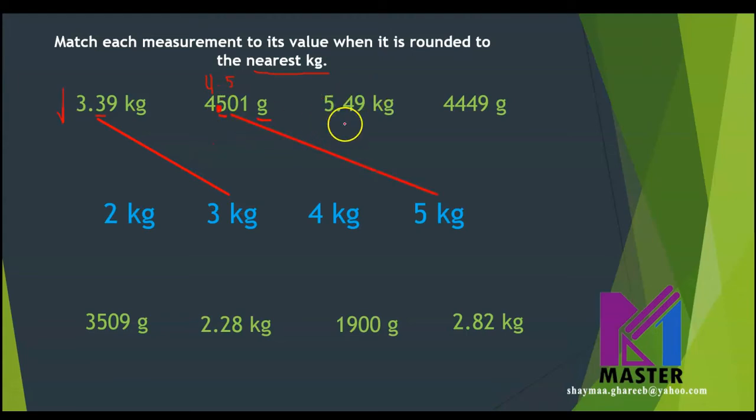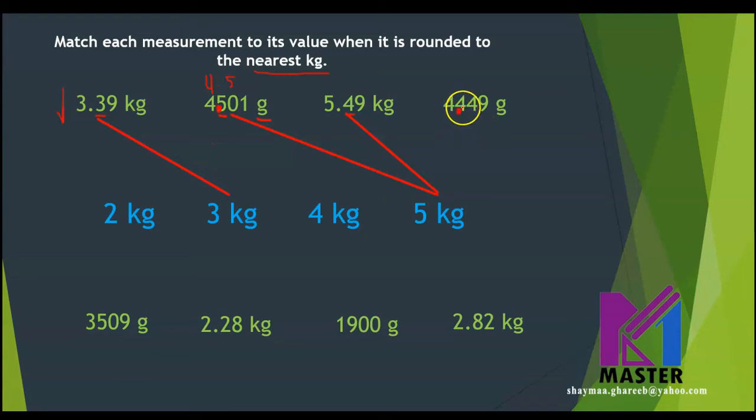Now, if you have 5.49 kilograms, the digit in the 10th place is 4, which means I'm going to round down. So 5.49 will be 5 kilograms. For 1,449 grams, I need to change it into kilograms by dividing by 1,000. So I'm going to put a decimal point after 3 places, 1, 2, 3. Then I'm going to put my decimal point here to show the kilograms.